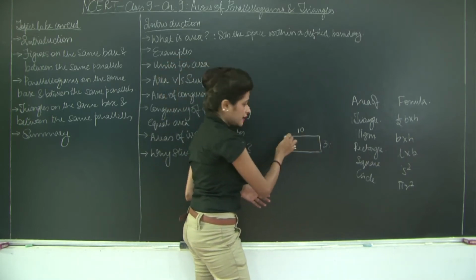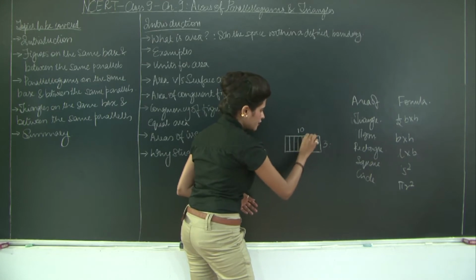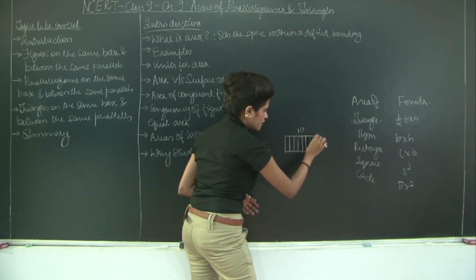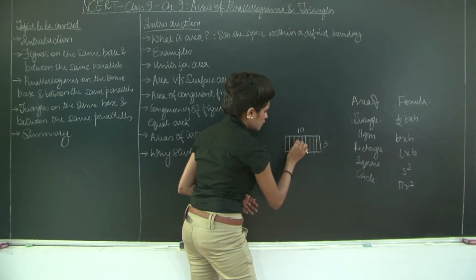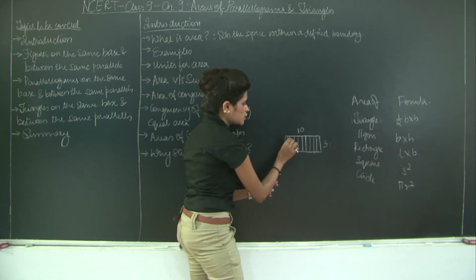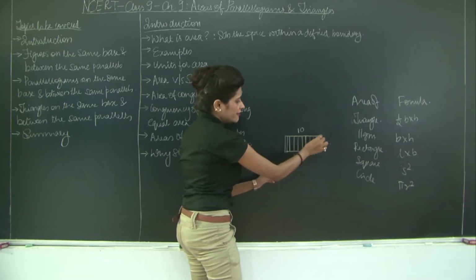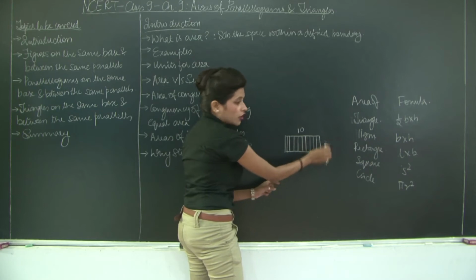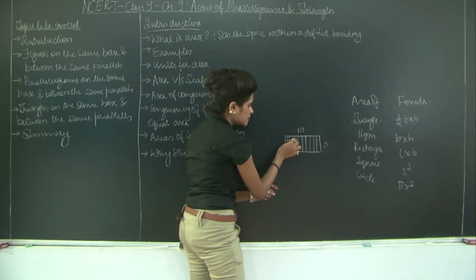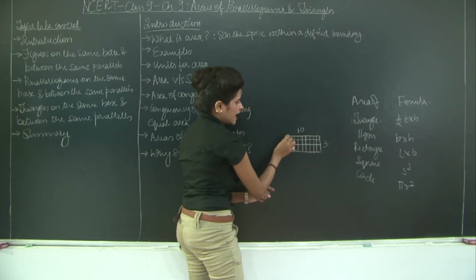I'll divide this length into 10 equal parts. So 1, 2, 3, 4, 5, 6, 7, 8, 9 and 10. So it is divided into 10 equal blocks. Similarly, I am going to divide this breadth into 3 equal parts because my breadth is 3. So 3 equal parts. This is 1, this is 2 and 3. So you can see 3 rows and 10 columns.